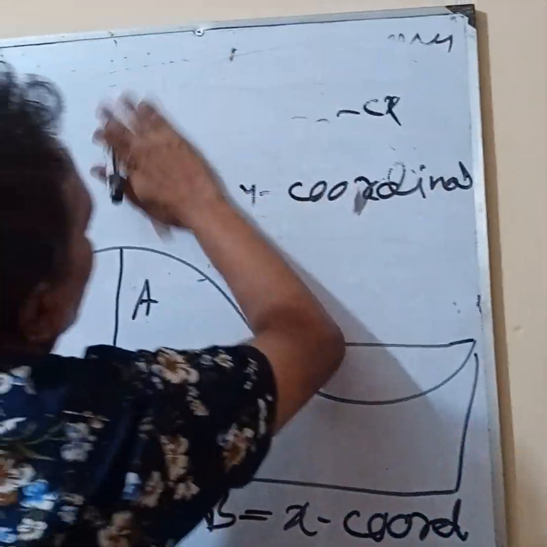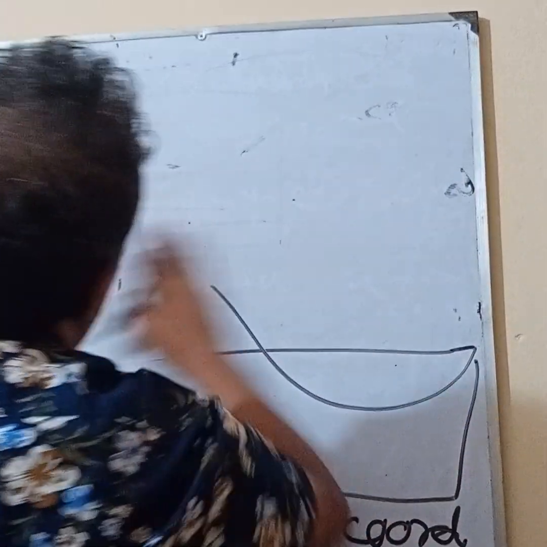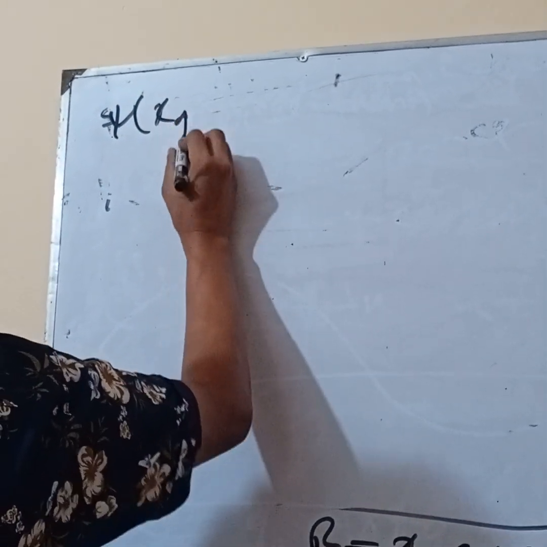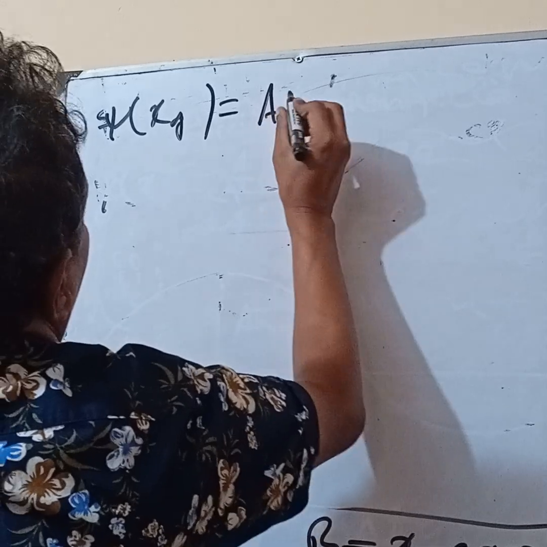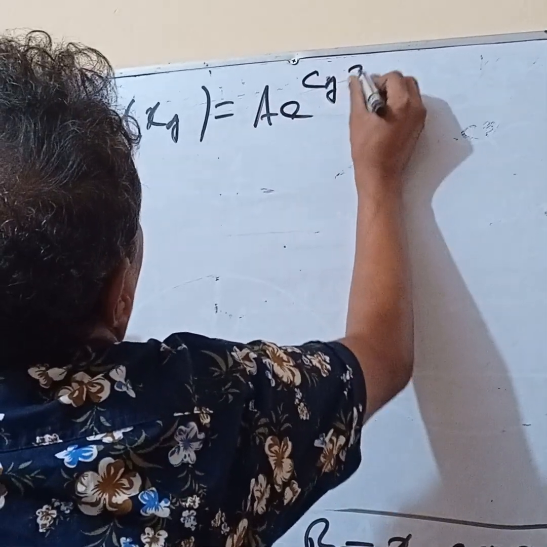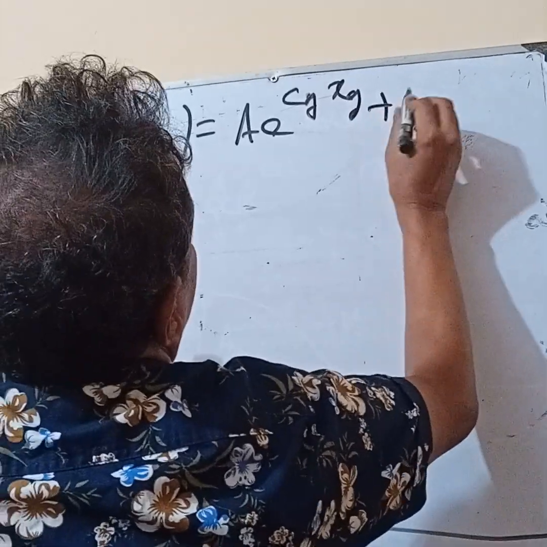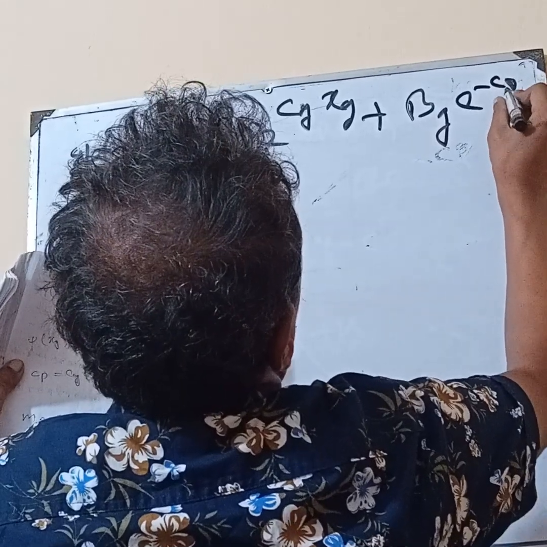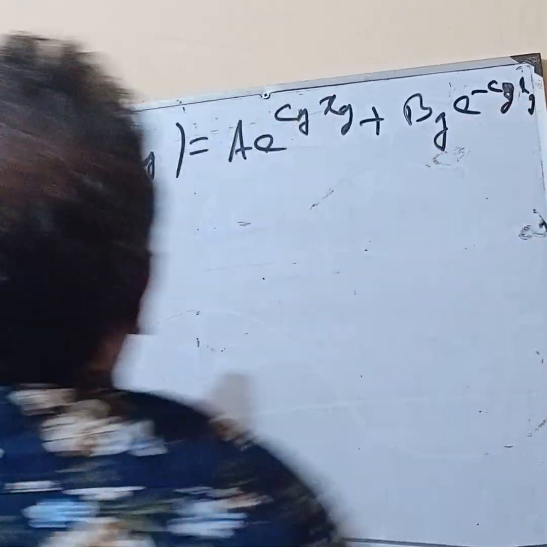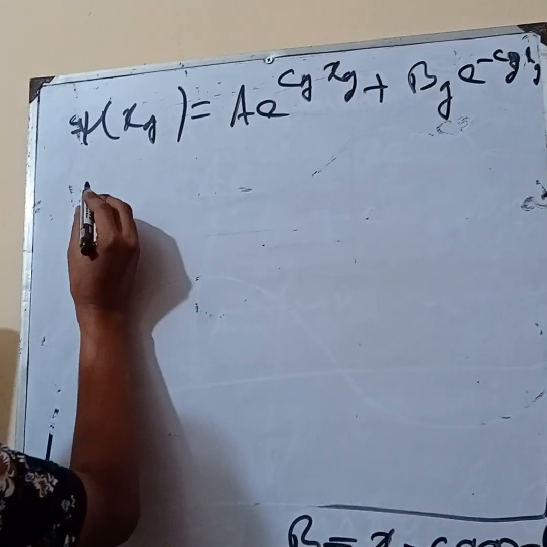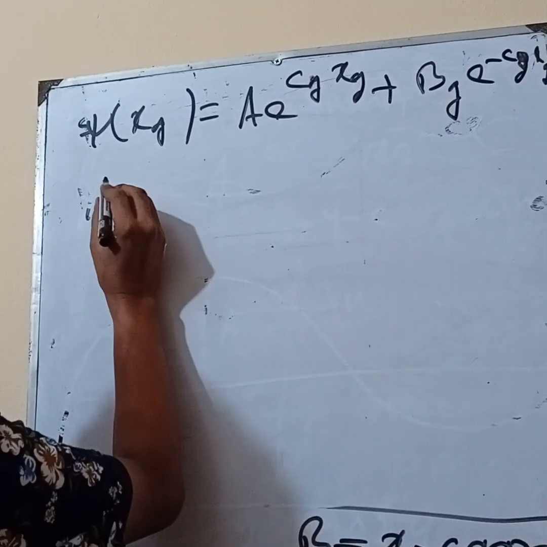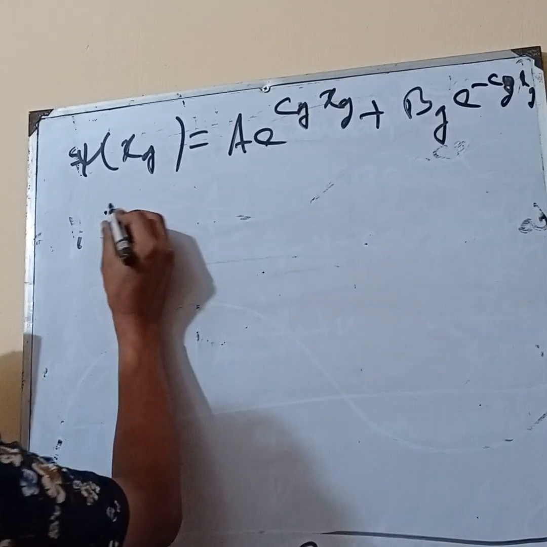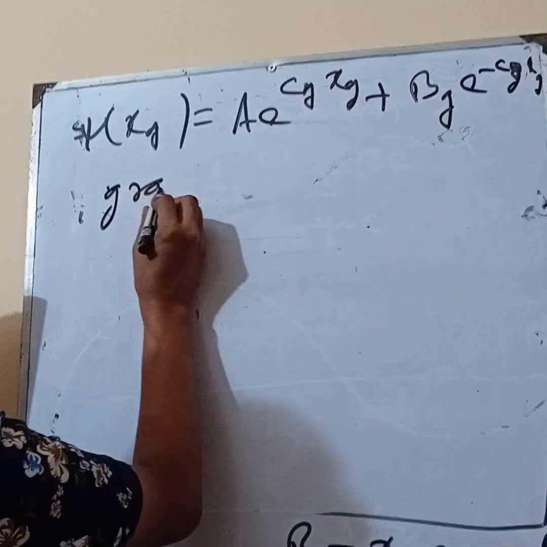Then eigenvalue of xz is equal to h e cz xz, bz e to the power minus cz xz. This is the Schrodinger coefficient of graviton particles.